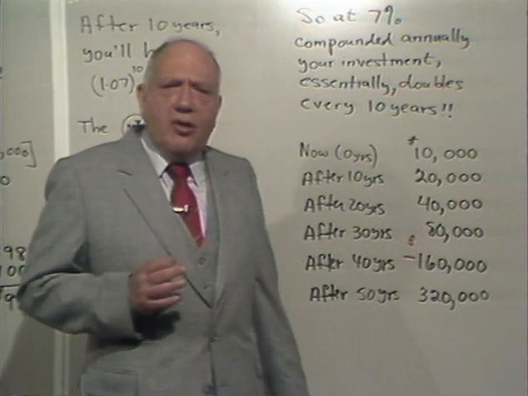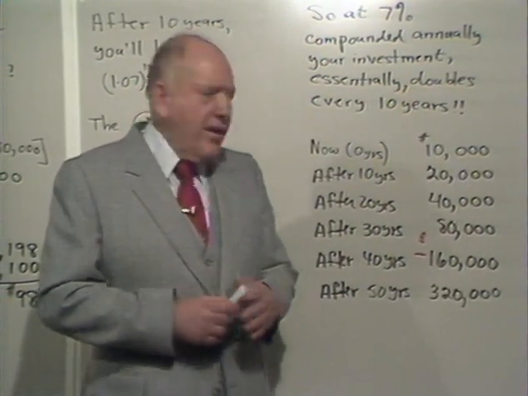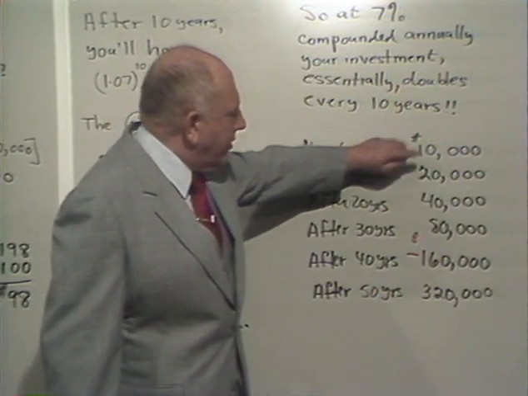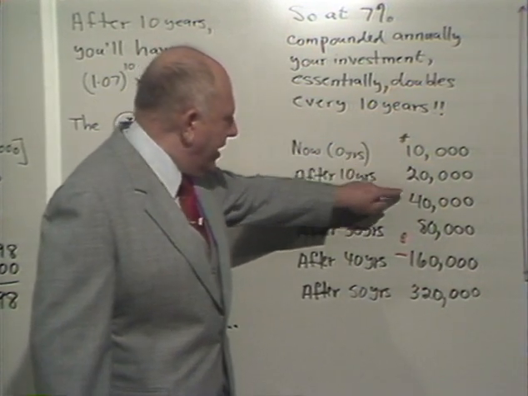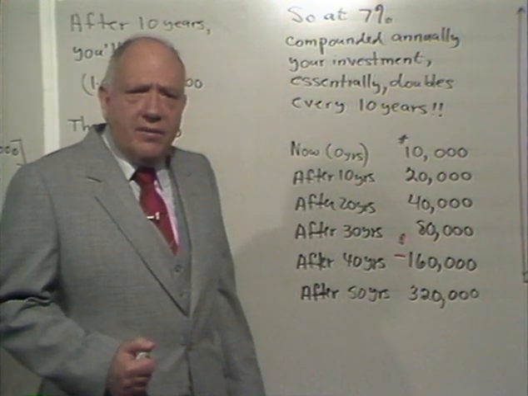By the way, germ cultures work the same way. If bacteria double every 10 minutes, you see what this says? Replace years by minutes and call this bacteria count. If you had 10,000 bacteria and they're doubling every 10 minutes, after 50 minutes, you have 320,000 bacteria.